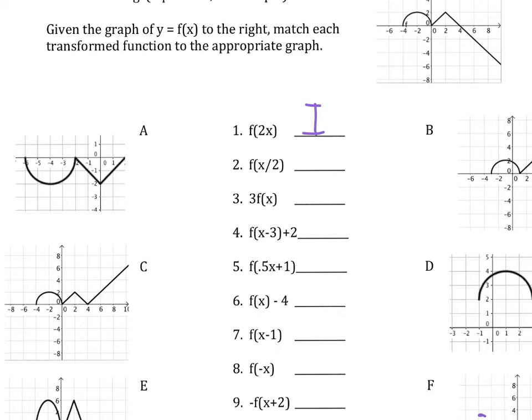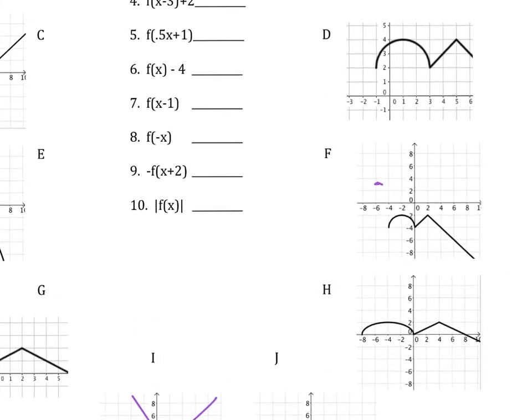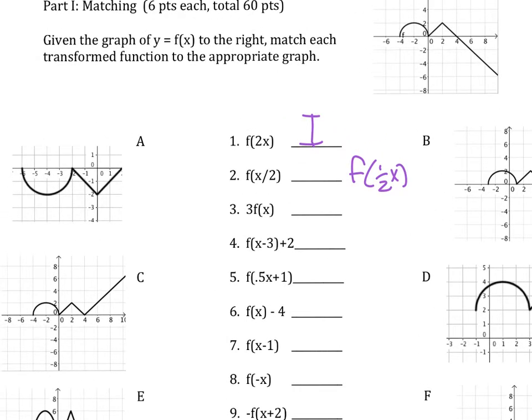Next, f of x over 2. So that's actually the same as saying f of 1/2 x. So it's sort of like f of 2x, except it's 1/2. So instead of being shrunken horizontally, it's going to be expanded by a factor of 2 horizontally. So again, we look around for h. H, yeah, definitely expanded. So put h in there, and we can cross out h.